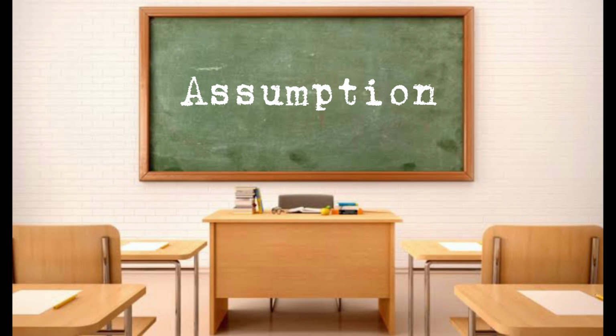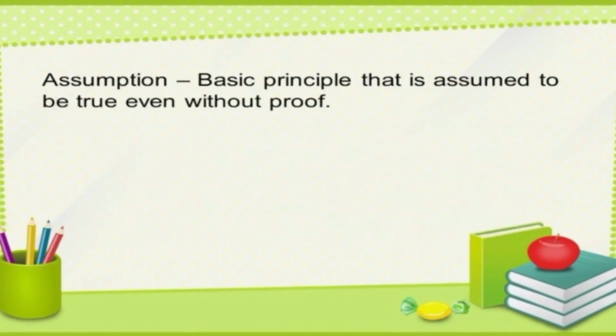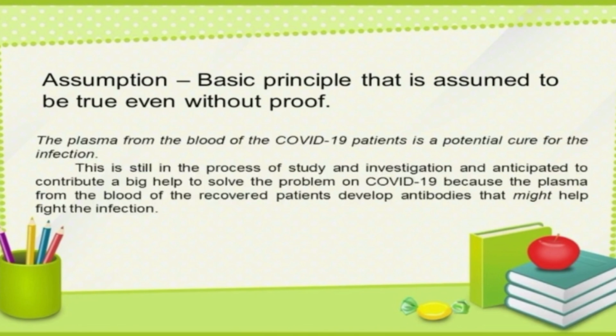Assumption. Assumption is a basic principle that is assumed to be true even without proof. For example, the plasma from the blood of COVID-19 patients is a potential cure for the infection. Now, this is still in the process of study and investigation and anticipated to contribute a big help to solve the problem on COVID-19. Hence, an assumption.